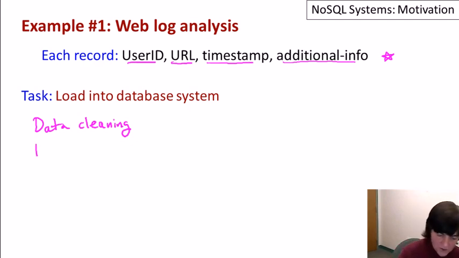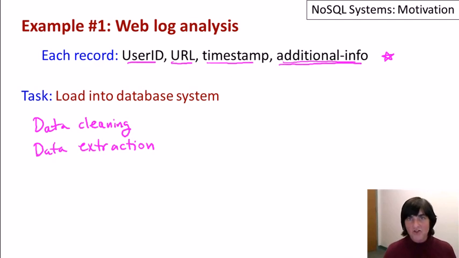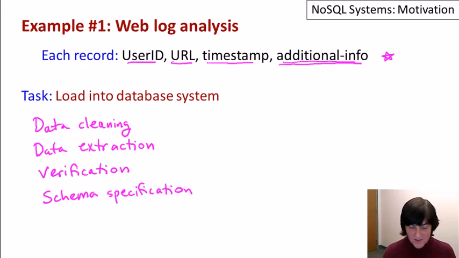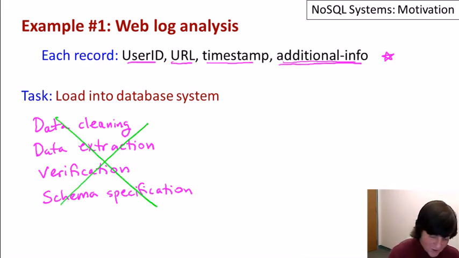The next thing we might want to do is some amount of data extraction. So let's take a look at this additional information. This might be in a structured, semi-structured, or free text format, but if we're going to load into a database system, then we're probably going to need to extract the relevant fields from that information and get that formatted so we can load it into a table. We might also do some amount of verification, maybe checking that all the URLs are valid. And then finally, we have to design some kind of schema, or specify a schema, and then get the data loaded in.